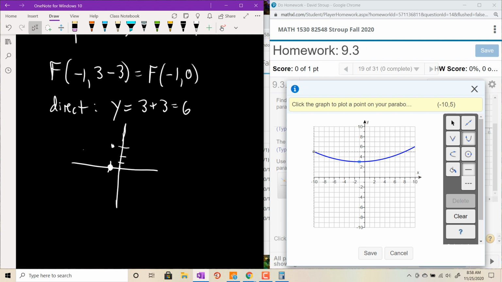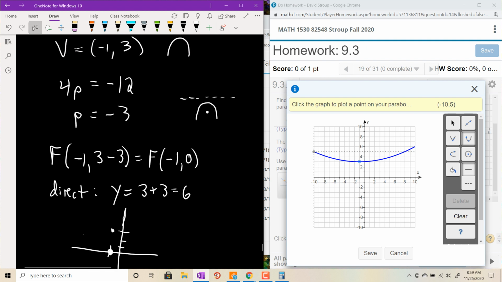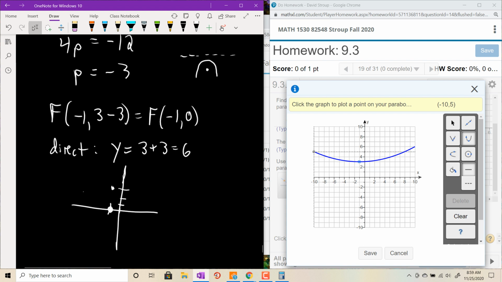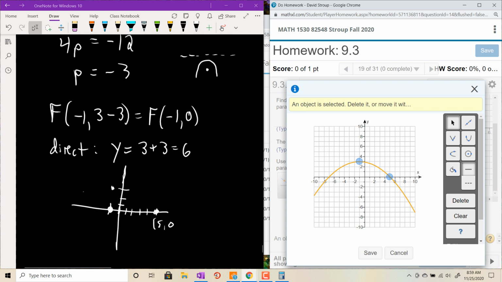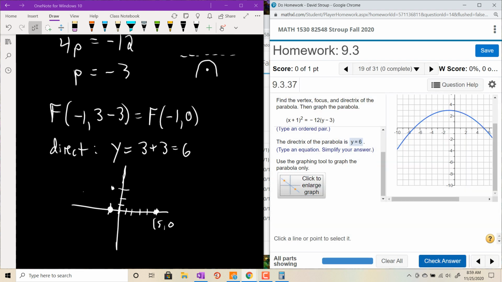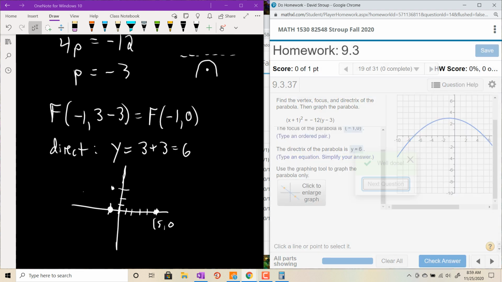Okay. And then the latus rectum is 12, so you go back and forth by 6. So 1, 2, 3, 4, 5, 6. In other words, this point is on the graph at 1, 2, 3, 4, 5, comma 0. Save, and check answer. Yay.